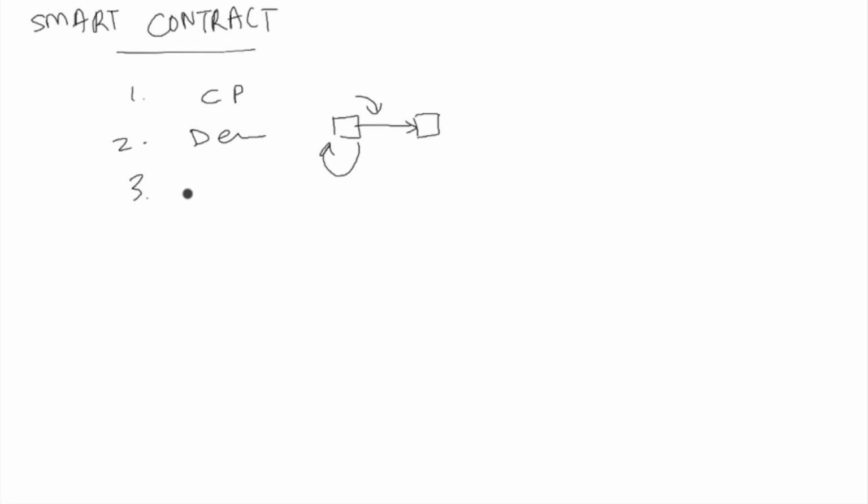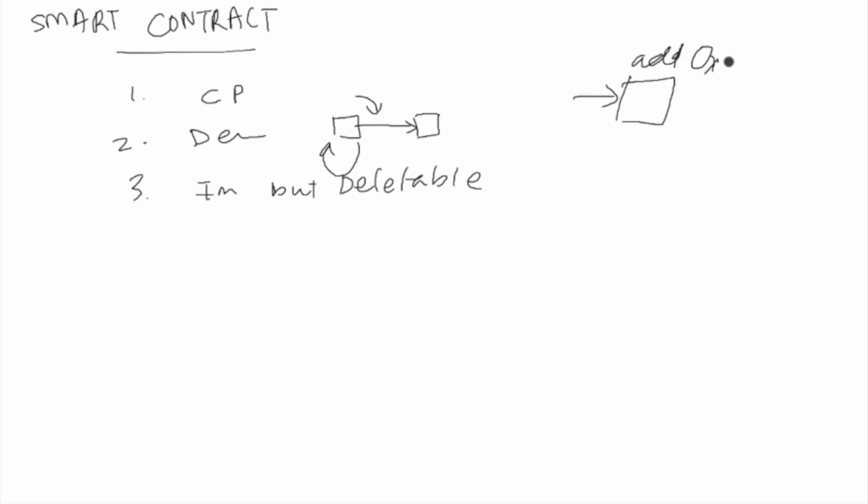Now third one is these are immutable but deletable. These smart contracts are immutable, but they can be deletable. So if you deploy a particular smart contract on a particular address, so suppose this is the address of a particular smart contract, and your smart contract is written over here. So you can erase this particular code which is written over here, but you cannot change this particular code.